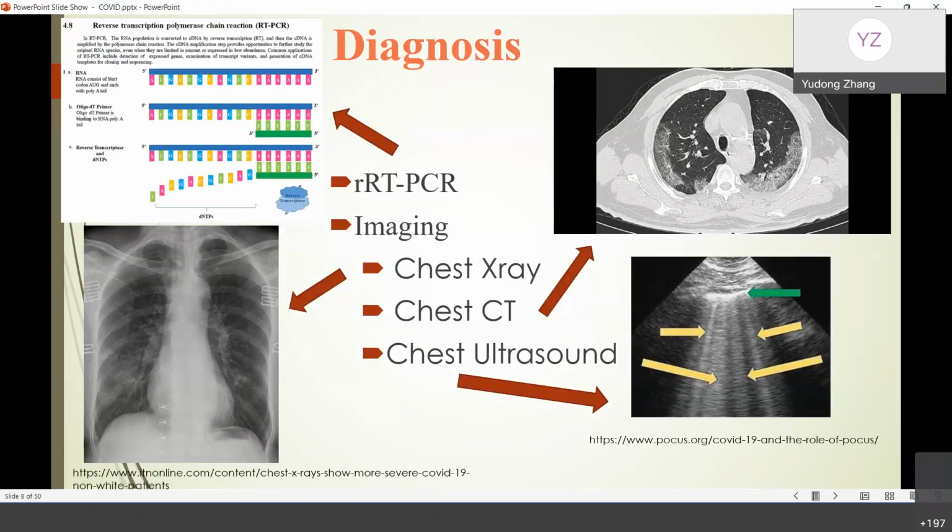Now we come to the requirement. How do we diagnose COVID-19? There are two popular methods. The first is what we call the viral test. The formal name is reverse transcription polymerase chain reaction, with the short name RT-PCR. The PCR method, or sometimes called the viral test, is very quick, but it has many shortcomings, like it's easily contaminated, which I will discuss later. There is another type of diagnosis method called imaging. You can use chest X-ray, chest CT, or chest ultrasound to test for the virus.